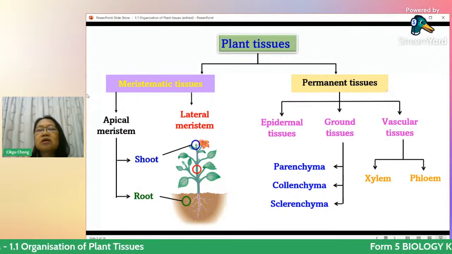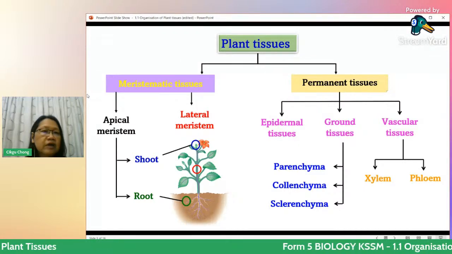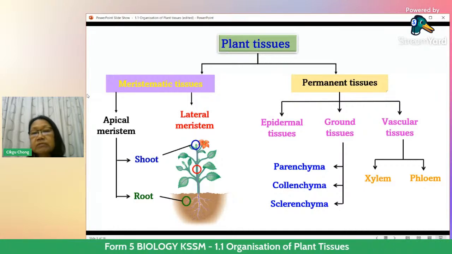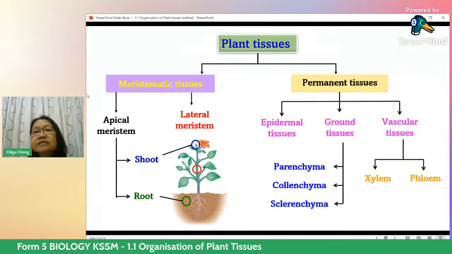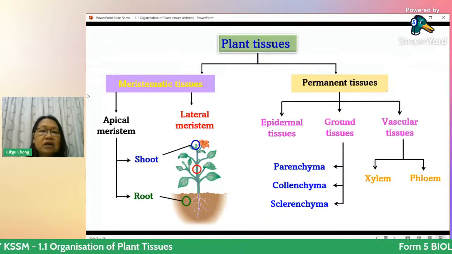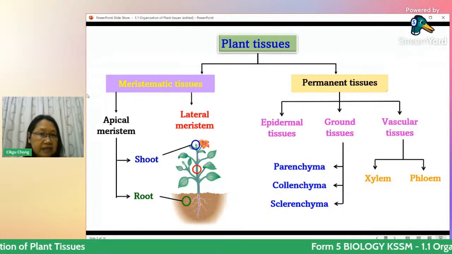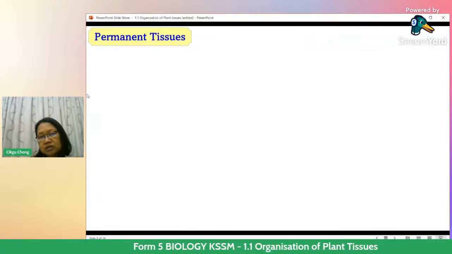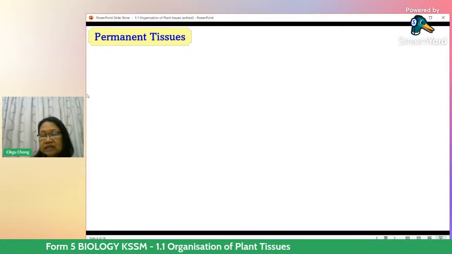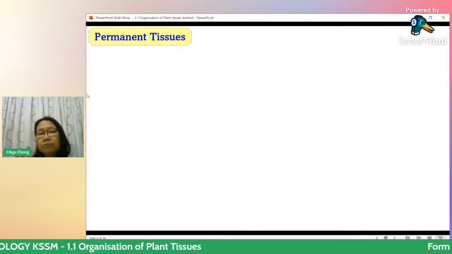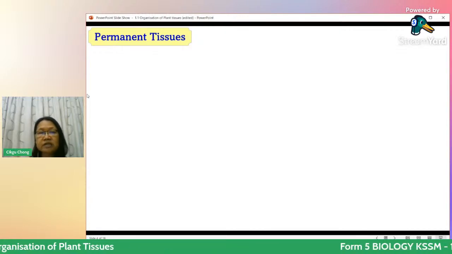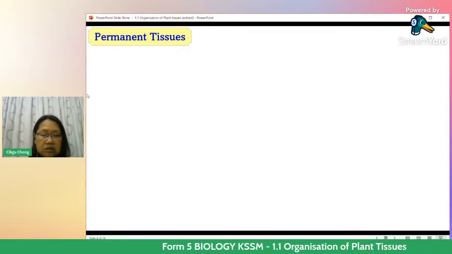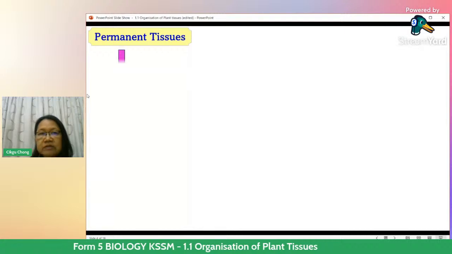So this organization chart, you have to have a clear picture of it. Whenever I ask, for example, parenchyma, what type of tissue is it? You need to remember it is a ground tissue. Now next slide. Now that you know the types of tissues, today's lesson, as I told you just now, we're going to focus on permanent tissues only. So we go through those three types: epidermal, ground, and vascular.